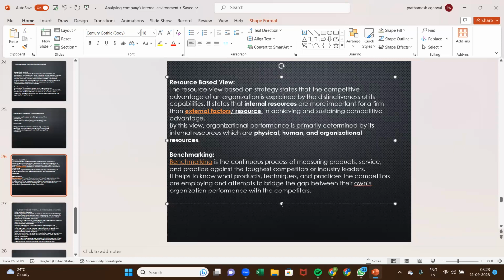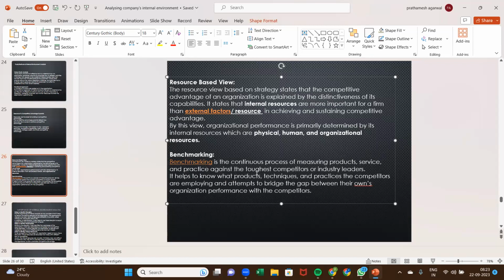Then we have benchmarking. Benchmarking is the continuous process of measuring products and services. I always tell you, getting an A plus in strategic management happens to be a benchmark. That means all of us should try to get an A plus. It's a minimum A plus. That is our benchmark, and above that is the O grade, the outstanding grade.